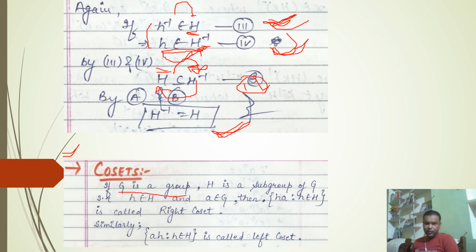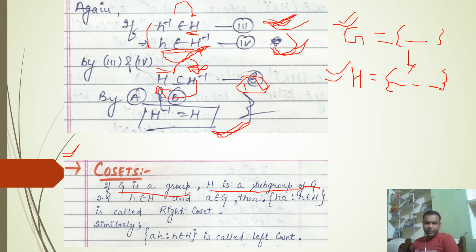Let G be a group and H a subgroup of G. It means we are taking two sets. The first is set G. It has some elements. Again, H is a subset of this G, so it will have some elements taken from G. Some elements will appear here. These are two sets.